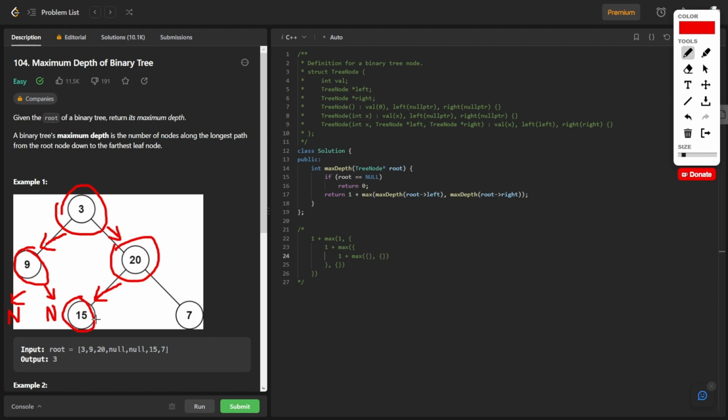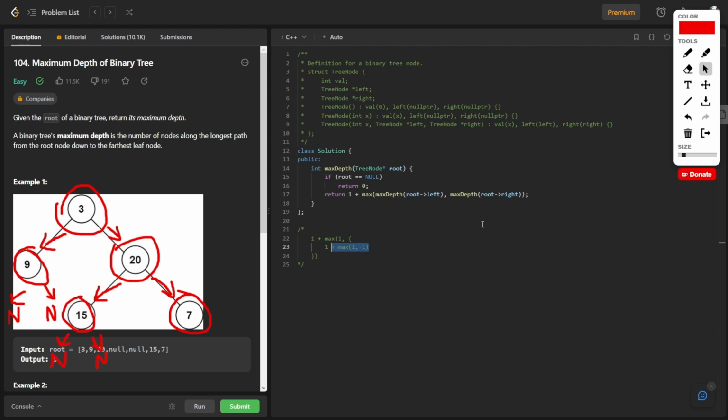We know, since this is a last node, both of these will be null. Since both of them are null, this is 0, and this one will be 0. So the maximum of these two is still 0. This will be 1, which will make this 1. Let's go here now. On the right node, same thing as the one on the left. So essentially this one is 1 as well.